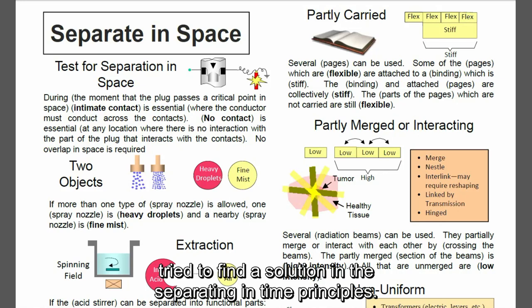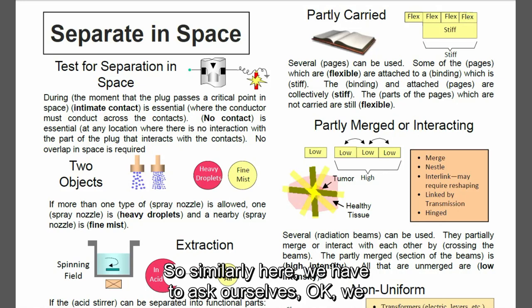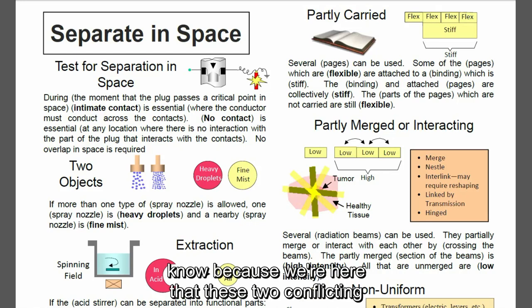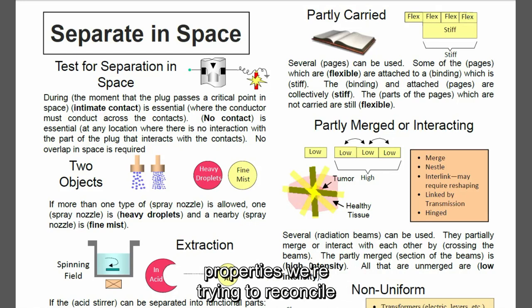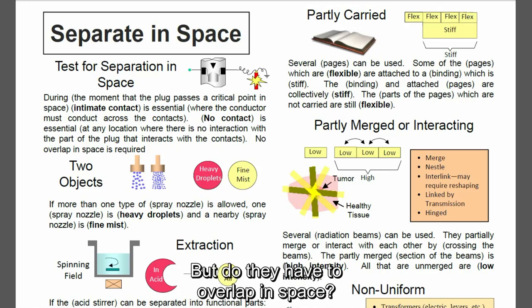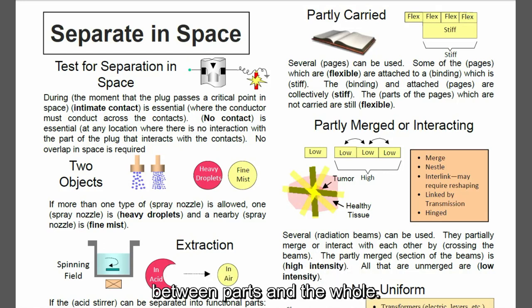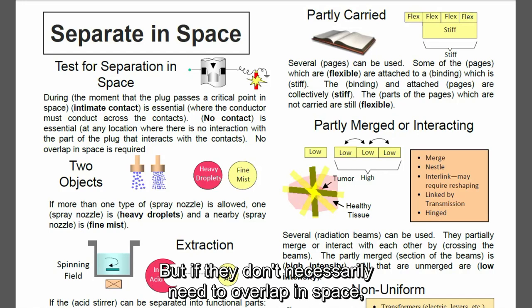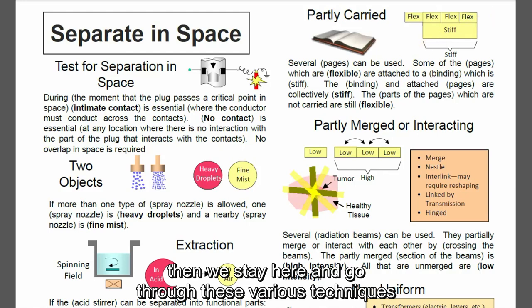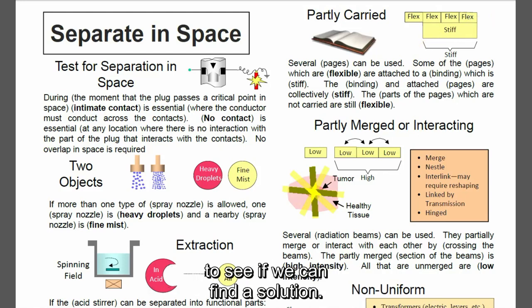At the beginning of when we were talking about separating in time, we asked ourselves whether it was absolutely necessary that our product have these two conflicting properties that we need at exactly the same time. And if the answer was no, then we tried to find a solution in the separating in time principles. So similarly here, we know because we're here that these two conflicting properties we're trying to reconcile must exist at the same point in time. But do they have to overlap in space? If yes, if they must overlap in space, then you go on to the next principle, which is separating between parts and the whole. But if they don't necessarily need to overlap in space, then we stay here and go through these various techniques to see if we can find a solution.